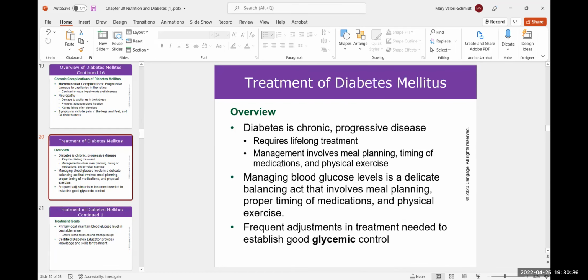Diabetes is chronic, it's progressive, but type 2 can be reversed. So it's not progressive. So I don't like the way this is written either. Type 1, there's nothing we can do. You will be on insulin the rest of your life.